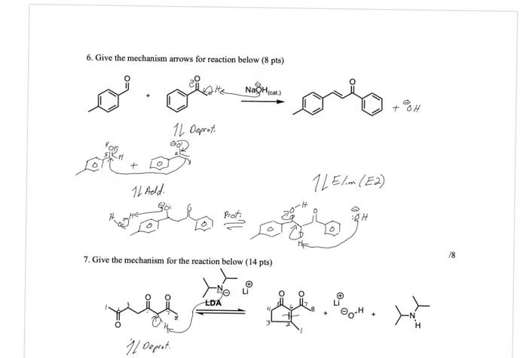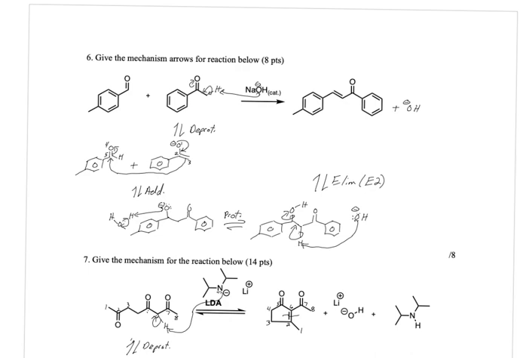So number 6, give the mechanism arrows for the reaction below. So this is a classic aldol condensation. All right, so I see the condensation here. I see the base catalyzed. I see an aldehyde and a ketone. And only one of them has alpha hydrogens, right? So only one of them can be deprotonated, right?